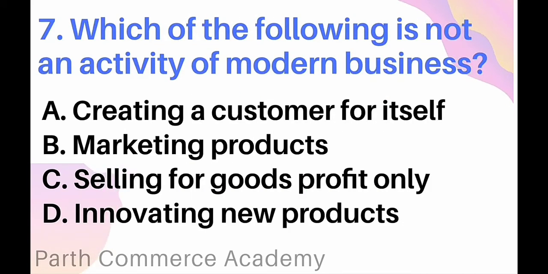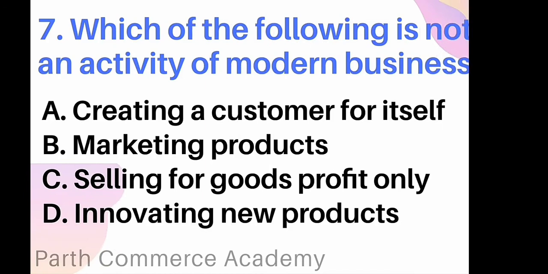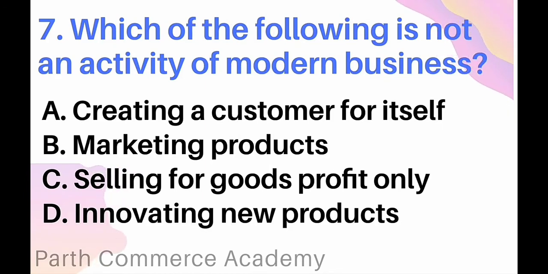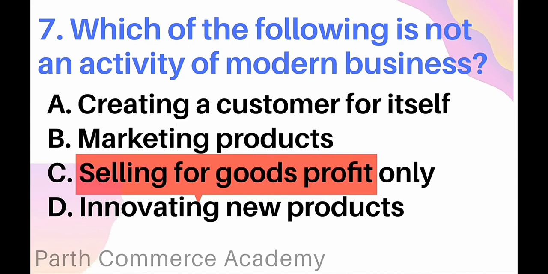Next question is, which of the following is not an activity of modern business? This is a negative question. We have to see which of the following is not seen in modern business. Options are creating a customer for itself, marketing products, selling goods for profit only, innovating new products. We know that in modern business, the businessman does not think about earning profit only. So the correct answer is option C, selling goods for profit only.